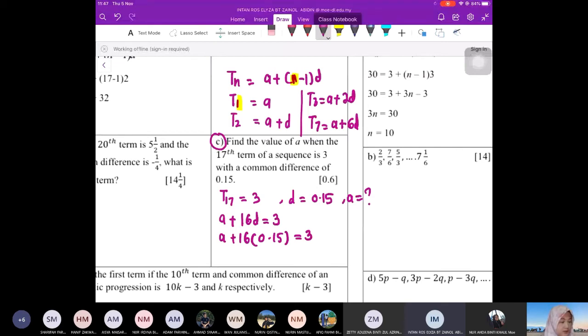A plus 2.4 equal to 3. So you dapat A tu 3 minus 2.4. Ni jangan silap pula pergi bahagi ke apa ke. Dia mesti 3 minus 2.4, sebab you nak eliminate 2.4 tu. So dapat 0.6. Sebiji macam jawapan.